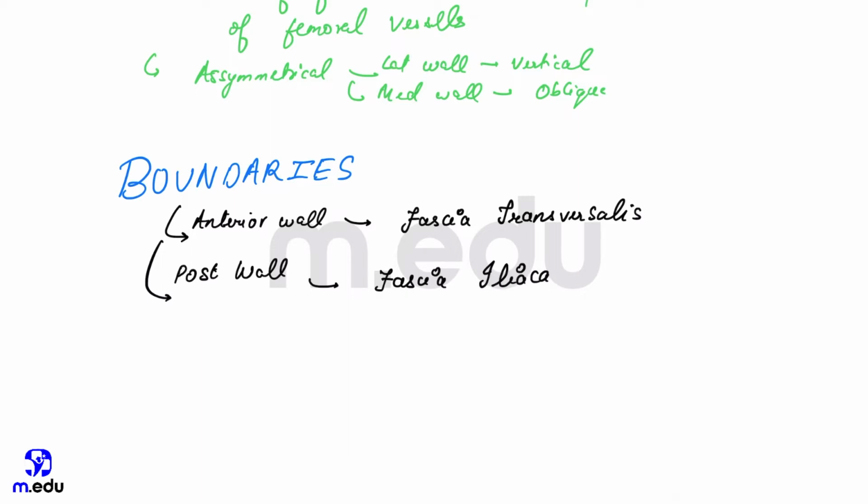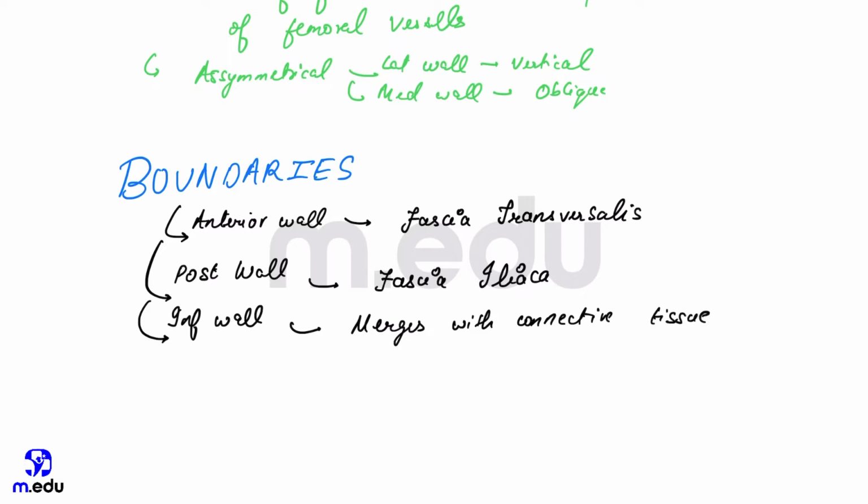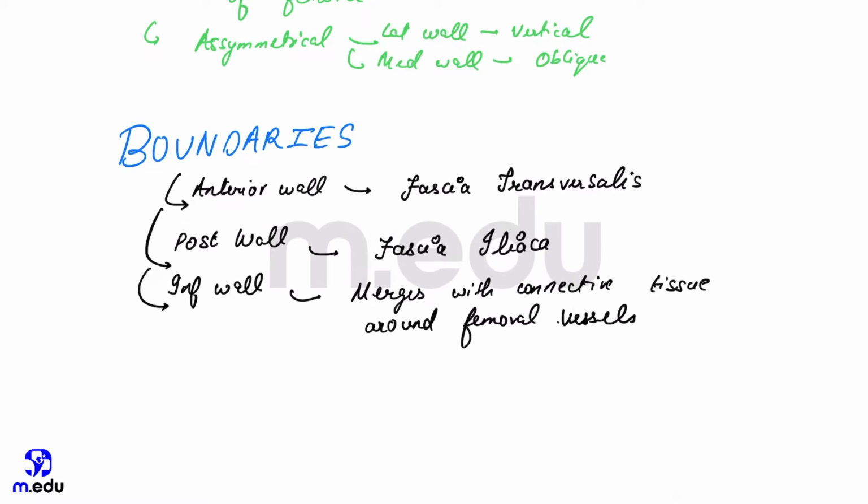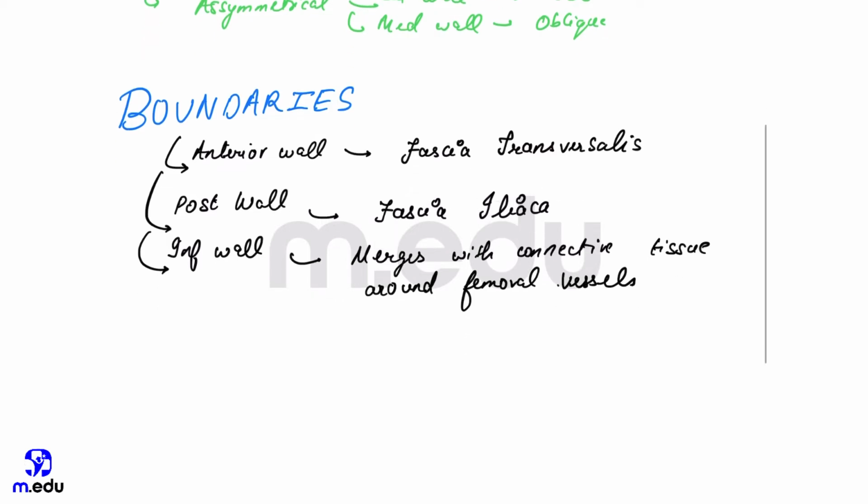Fascia iliaca covers the iliacus muscle, and inferiorly the sheath merges with connective tissue around femoral vessels. So its anterior wall is formed by fascia transversalis, its posterior wall is formed by fascia iliaca that covers the iliacus muscle, and inferiorly it merges with connective tissue around the femoral vessels.